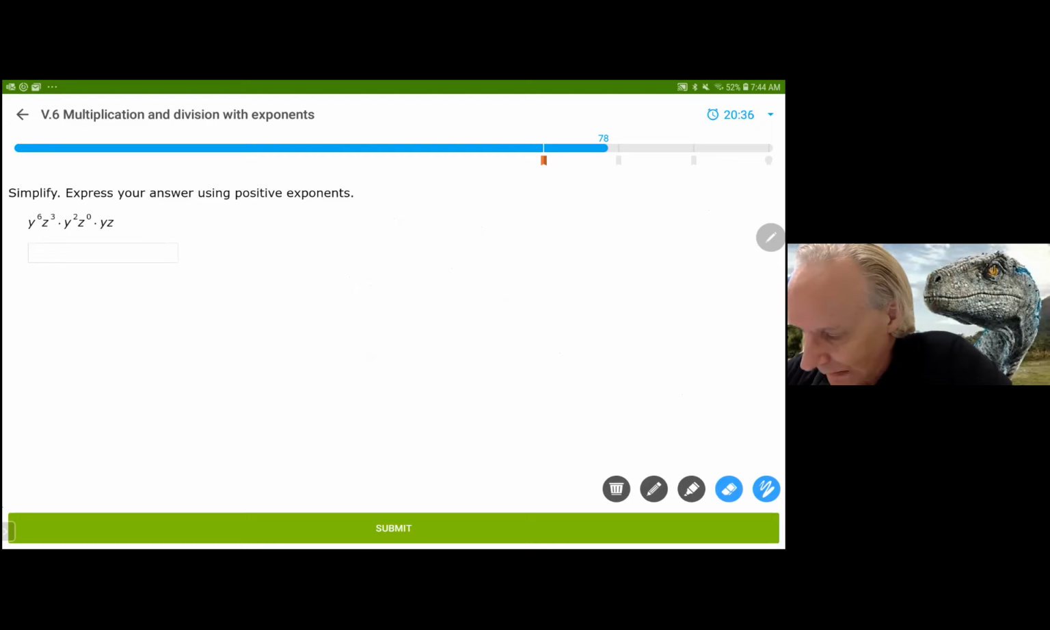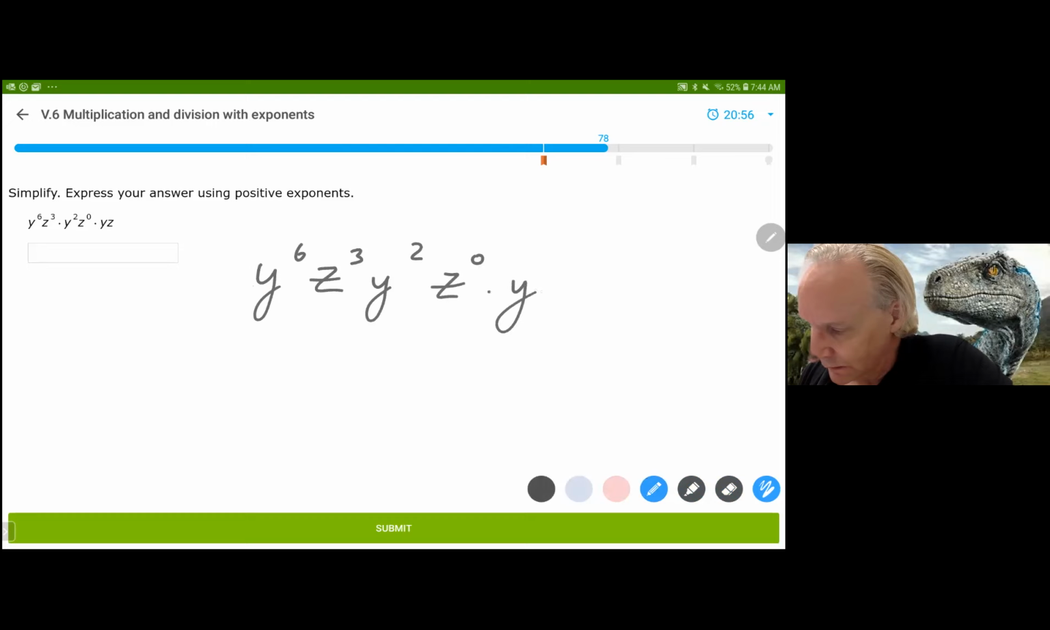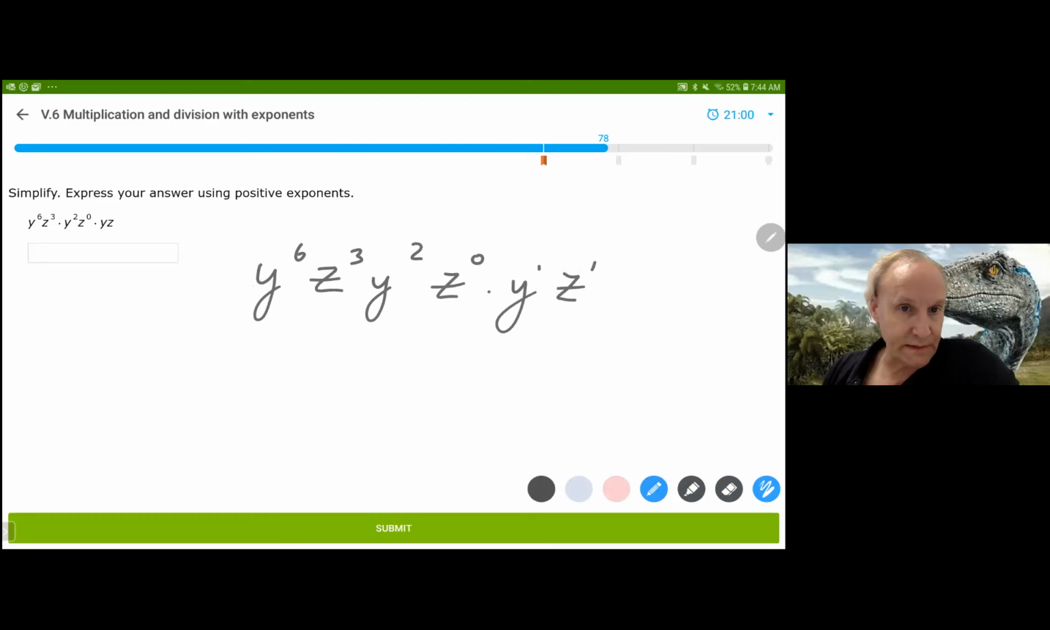We have a y to the 9th. Hopefully you can see. You know what? I think I might do it. Hang on just a second. There. I have y to the 6th, z to the 3rd, y squared, z to the 0, y, and a z. Remember, these are ones, even though we don't usually see them.